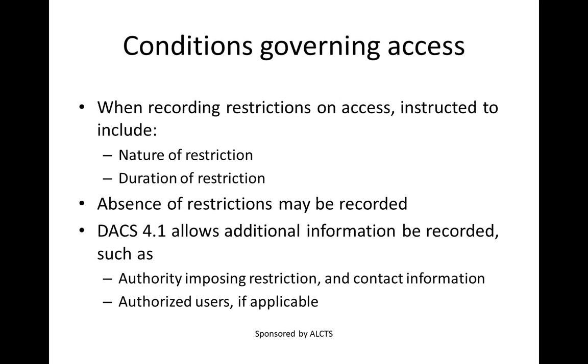Another element required in DACS is 4.1, the conditions governing access element. As with the previous elements, this is also included in RDA in 4.4.1. In the RDA guidelines, catalogers are instructed to include the nature of the restriction and its duration, as well as the option of recording when there is no restriction on those materials. DACS expands on these guidelines, however, including instructions for recording the authority that imposed the restriction, contact information, and other details. It also expands the requirement on recording the lack of restrictions, making it mandatory.